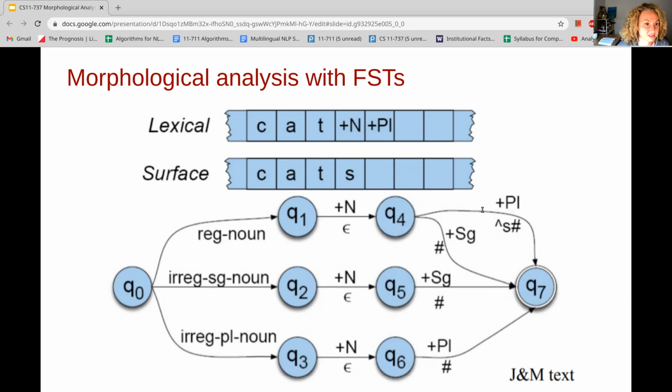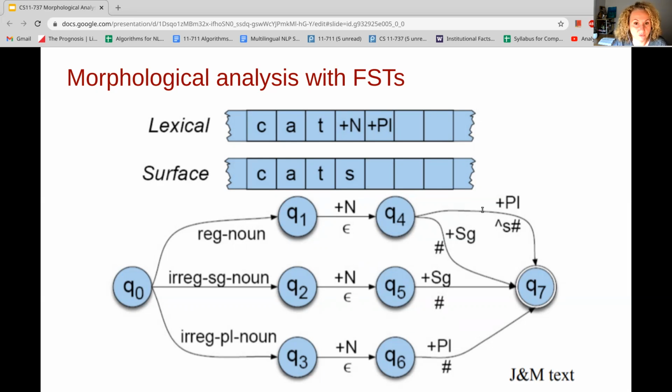Lexical and surface, as in this example in the drawing on the top. These drawings are from the Jurafsky and Martin textbook. So we build a finite state transducer, and it can be inverted. Either the lexical form can be an input and the surface form the output, or the surface form can be an input and the output can be the stem plus morphological analysis.